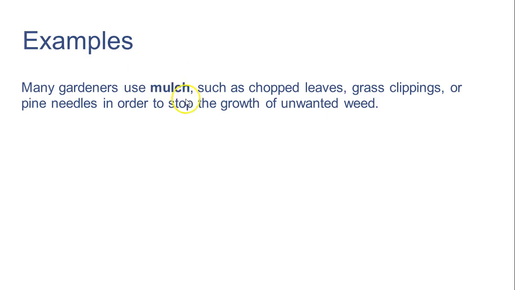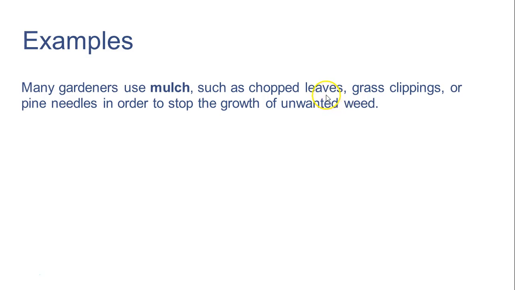means, right? But from the examples, because there's "such as" right after the word mulch, whatever comes after is going to be an example of mulch. And here, what do we have? We have chopped leaves, right, from trees, grass clippings, I hope you know what grass means, or pine needles, and pine is a type of tree, right?